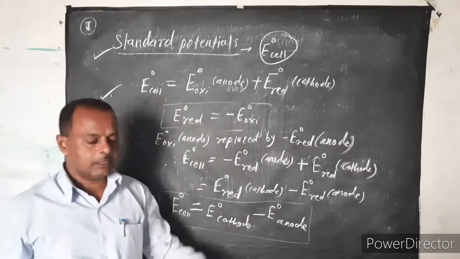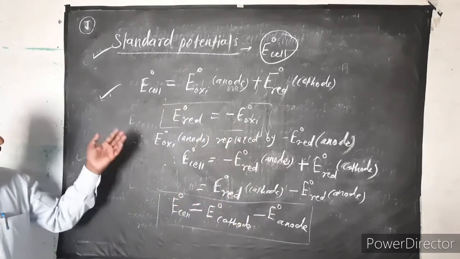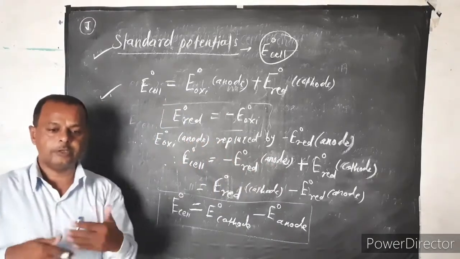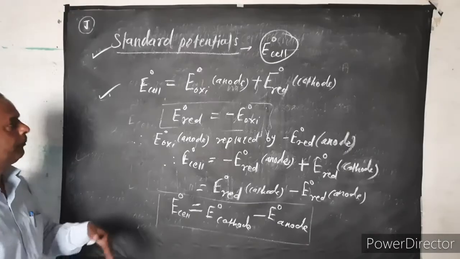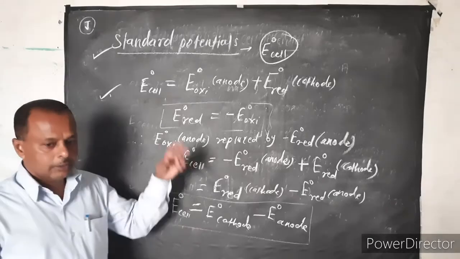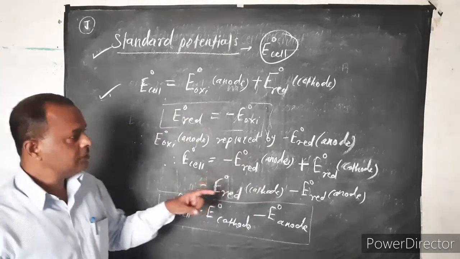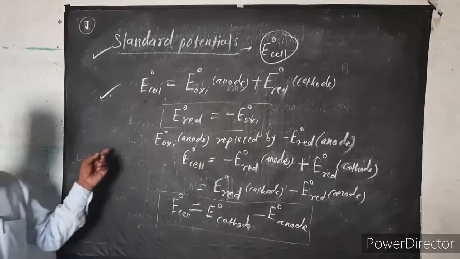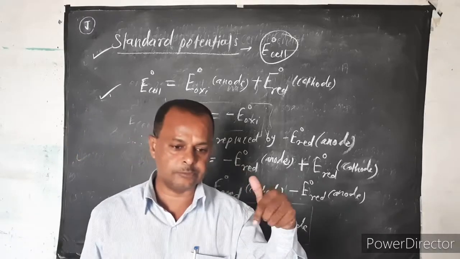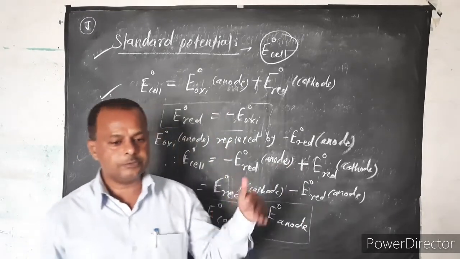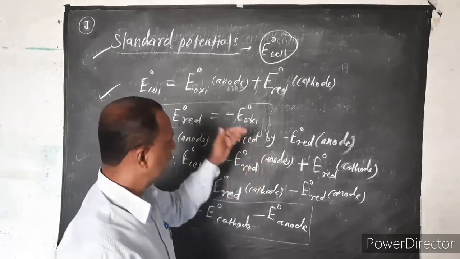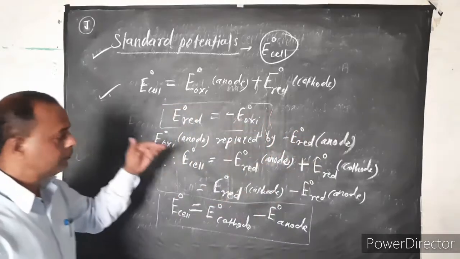Standard reduction potential and standard oxidation potential of any electrode are always equal in magnitude, but the sign is reversed. Their signs are only opposite. According to the IUPAC convention, the standard potential of an electrode is recorded and taken as the standard reduction potential.